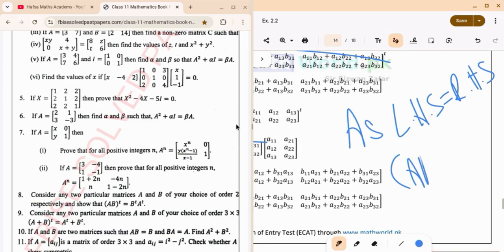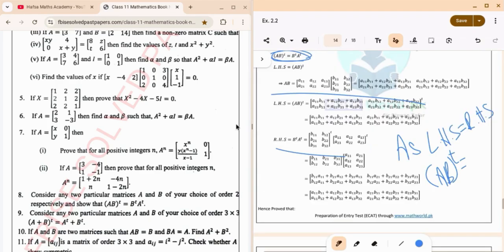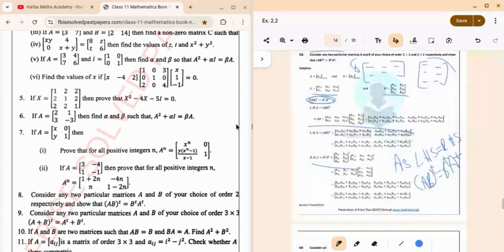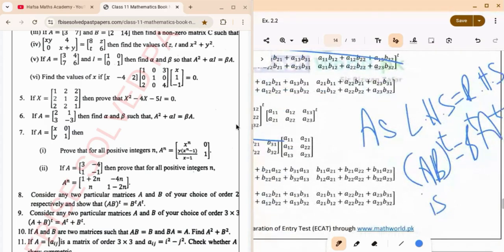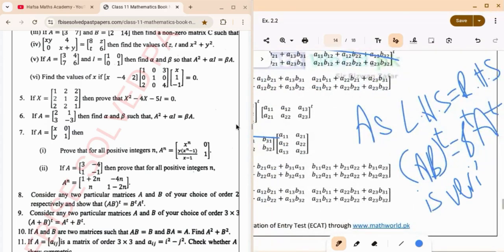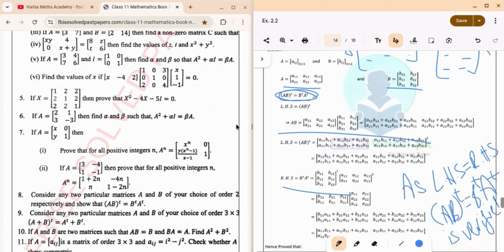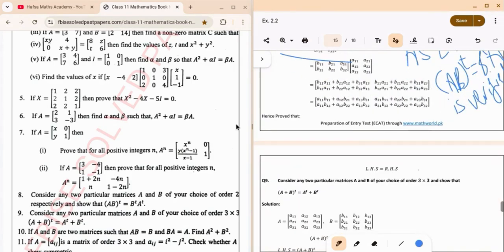(AB) transpose is equal to, what was it? B transpose into A transpose is verified. You can just write your statement as simply as that. I can't write the letter D. Does not matter. Same thing for 9 over here.